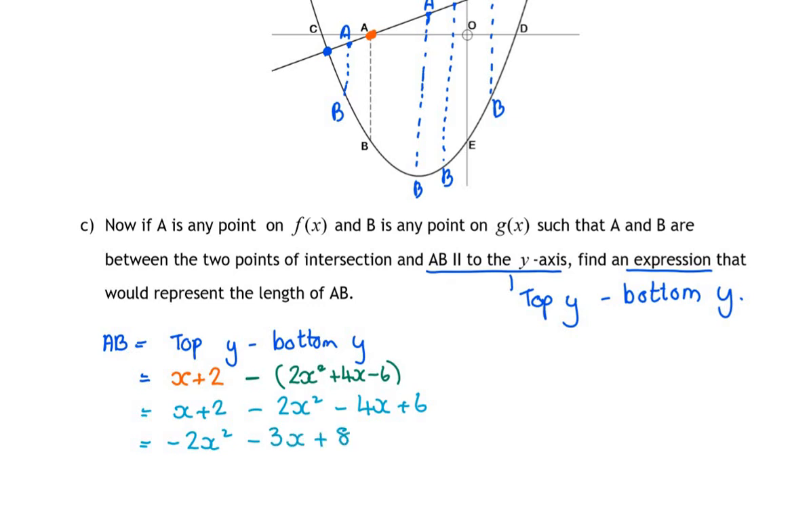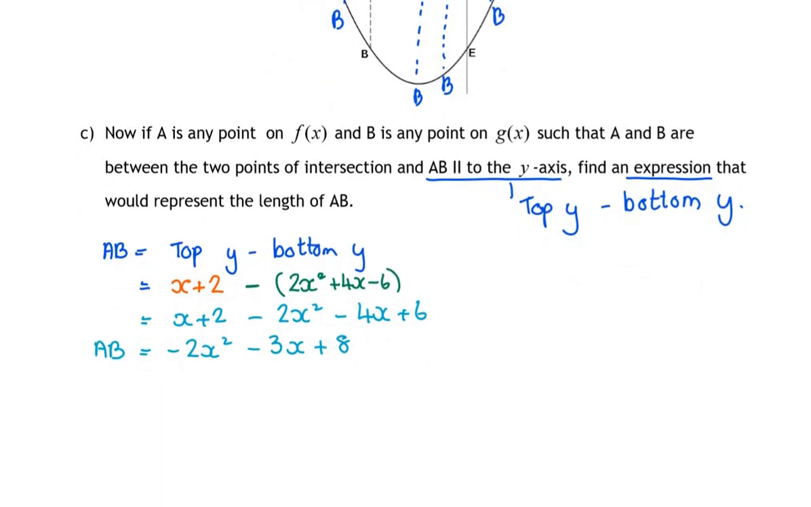Now that's an expression for the distance between A and B. If I know the x value, I can just sub in the x value and find the length from A to B. But in this case, I didn't. So that's why it said find an expression. That expression would tell you the distance from A to B anywhere between the 2 points of intersection.